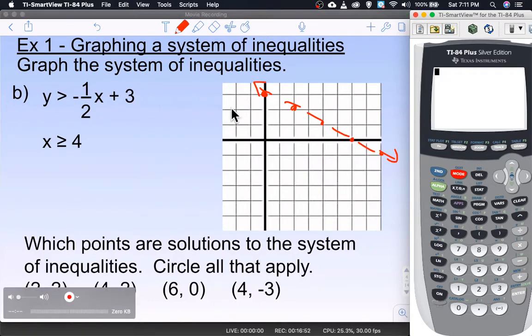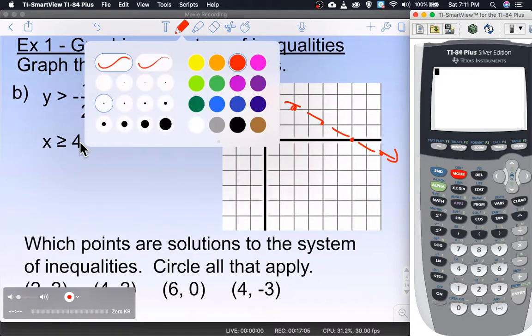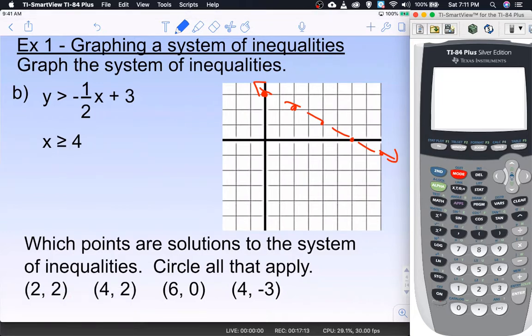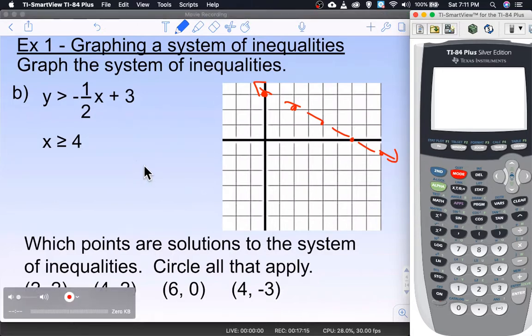This is the more ugly way of doing it, but it works. I'm not going to shade yet. A lot of people shade right now. They would shade greater than this line up here. I'm not going to yet. My second line, I'm going to do it in blue, is the line x is greater than or equal to 4. Now, you may not remember how to graph that, which is one place where the calculator may come in handy.